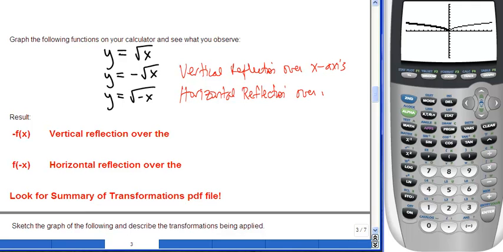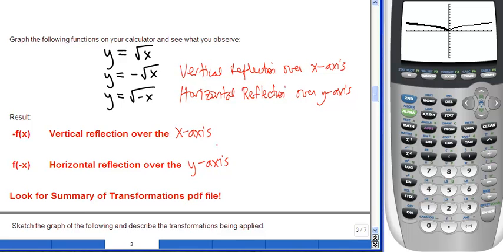So just as before, and this is very consistent, when the number is outside of your function, whether it's a negative, a constant, a fraction, whatever, that's always a vertical change. And in this case, it's going to be a vertical reflection over the x-axis. When the negative is inside of the parentheses next to your x, that's going to cause a horizontal change, and this would be a horizontal reflection over the y-axis.